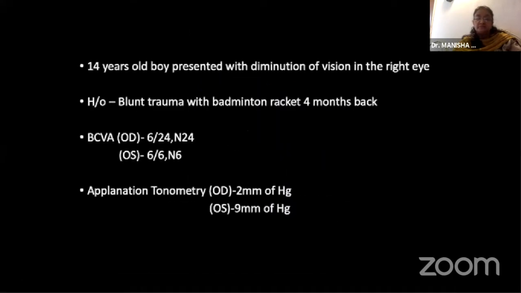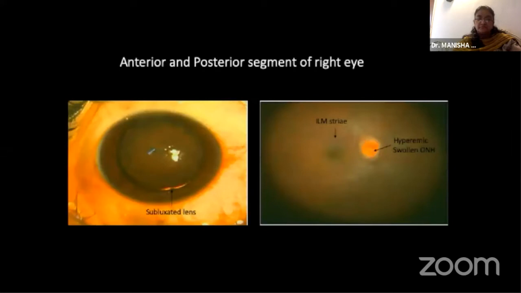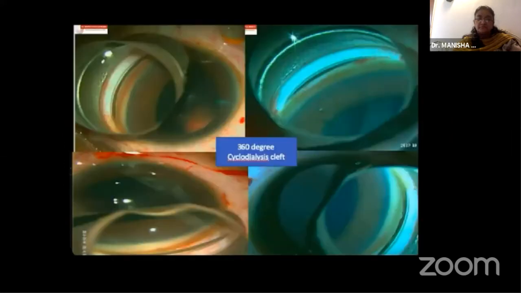A 14-year-old boy with a badminton racket injury to the right eye and vision of 6/24, N24, and a pressure of 2 millimeters of mercury. There was a subluxated lens and hypotony maculopathy. There was a 360-degree cyclodialysis cleft.